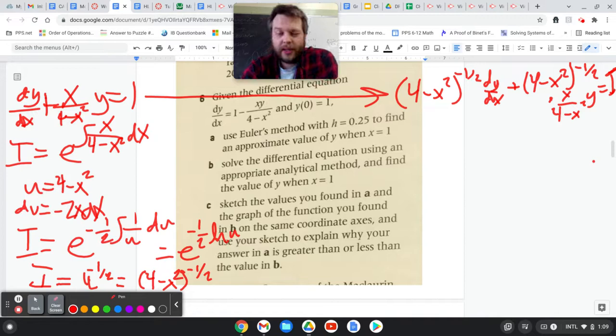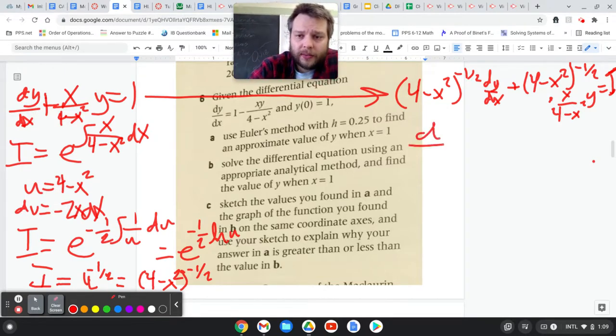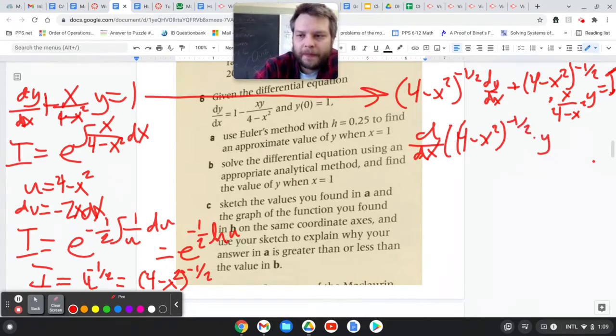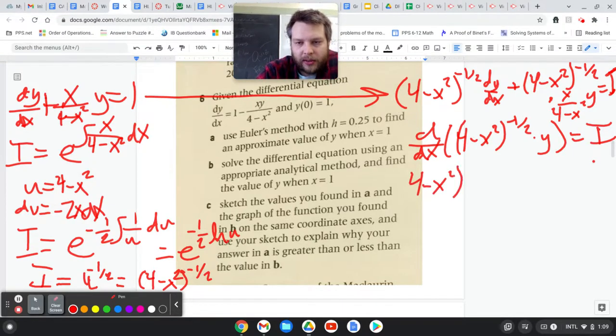The point is, the left side of the equation is the product rule of 4 minus x squared to the negative 1/2 times y. You can work it out for yourself, and that's going to equal the integrating factor. So the left side just becomes 4 minus x squared to the negative 1/2 times y, and the right side is the integral of that.